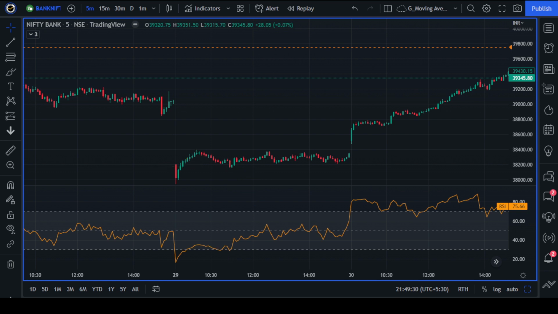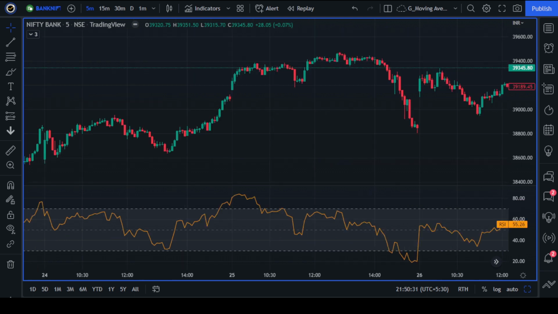And on the 30th, the market went up, but there was no signal from the RSI. In fact, RSI stayed most of the time in the overbought region without giving any signal. We can see one sell signal here on the 25th. If you look at it here, the sell signal is coming 3 candles later.